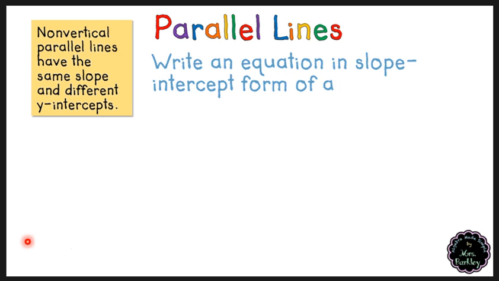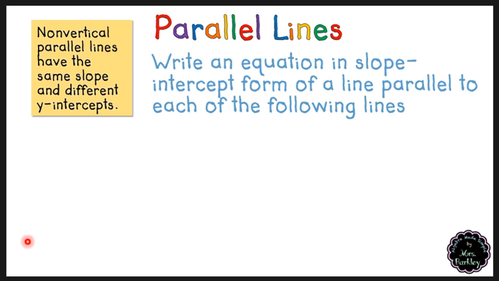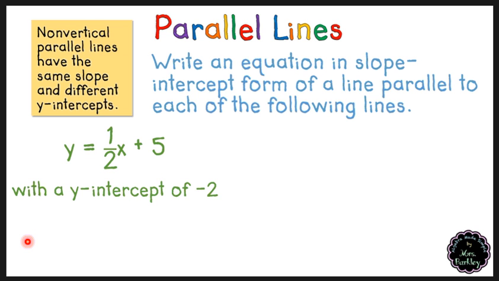So in these examples, we are going to write an equation in slope-intercept form of a line parallel to each of these lines. So if we are given the equation y equals 1/2 x plus 5, we are trying to write an equation that is parallel to that line, but our line will have a y-intercept of negative 2. So since this equation is in slope-intercept form, we can see that our slope is 1/2, and parallel lines have the same slope, so we are going to use that slope in our new equation, and instead of having a y-intercept of +5, we are going to have a y-intercept of -2. So we can write this as y equals 1/2 x minus 2.